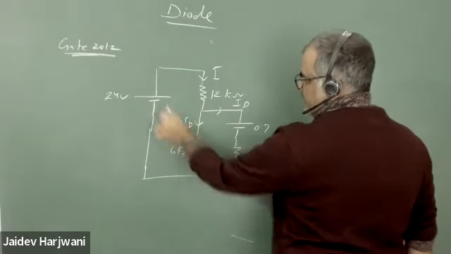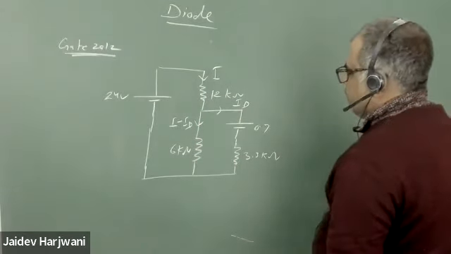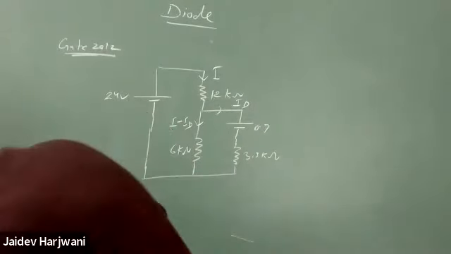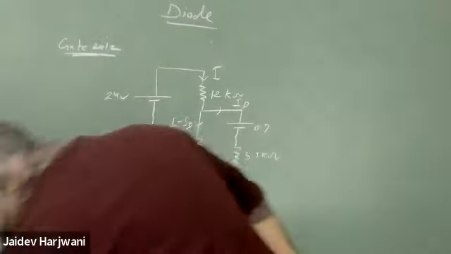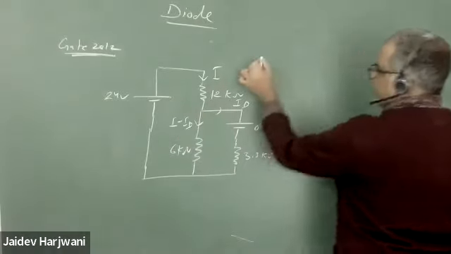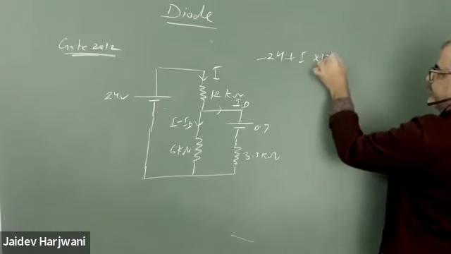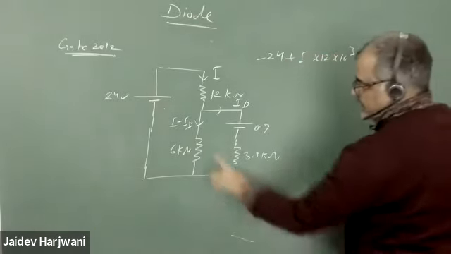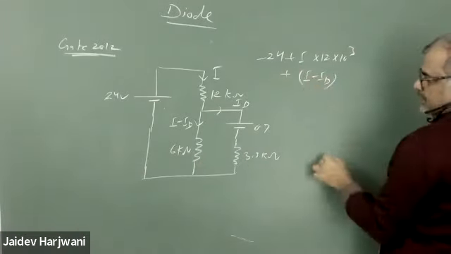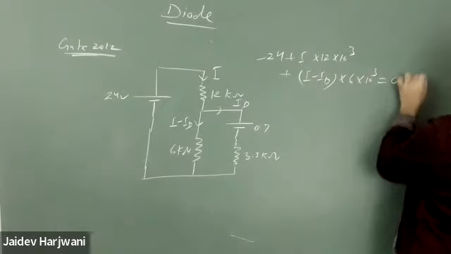Now I have two loops, so I can do mesh analysis. The diode is given as plus minus. Now you can write the loop equations. So this is minus 24 plus I into 12 kilo ohm, and here the current is I minus ID, so plus (I minus ID) into 6 kilo ohm equals 0. This is the first equation.